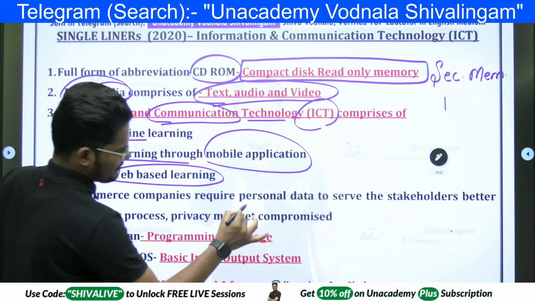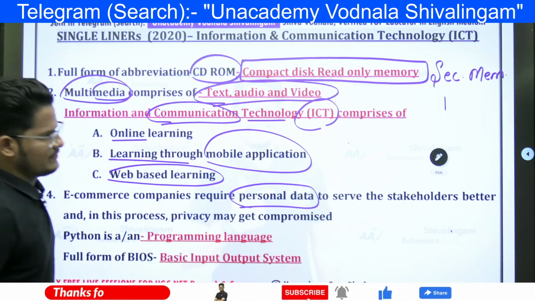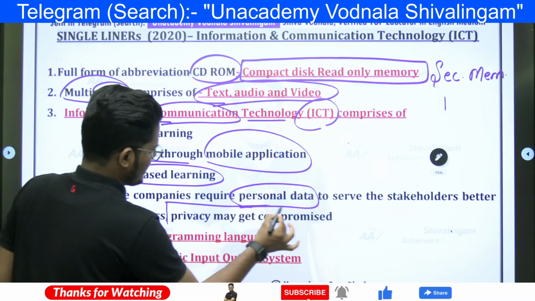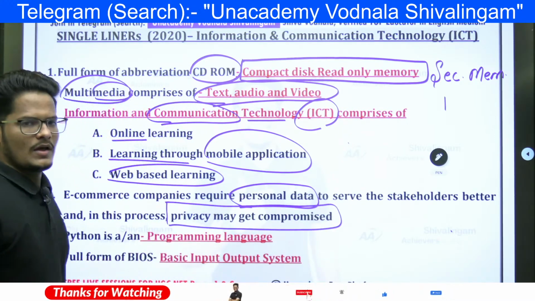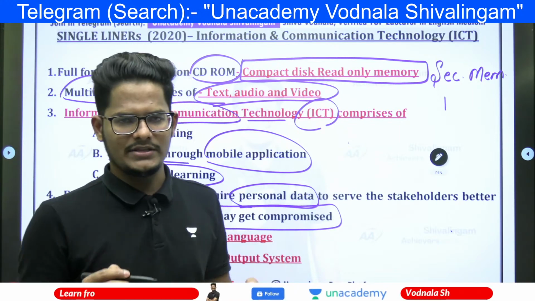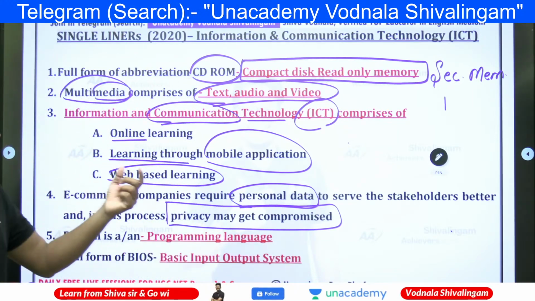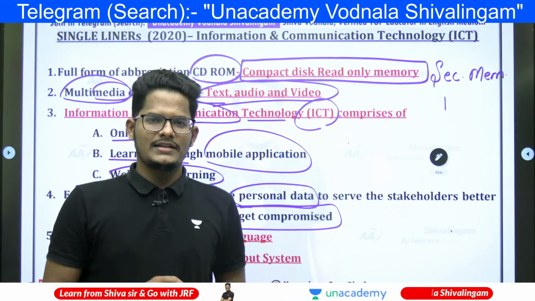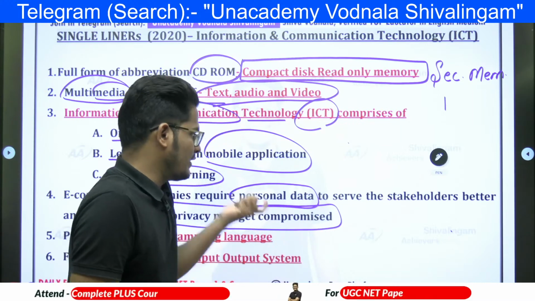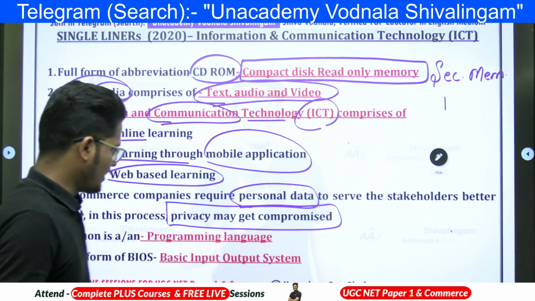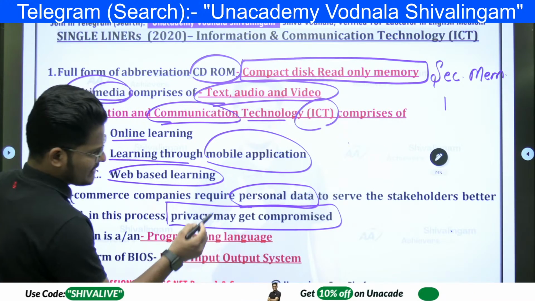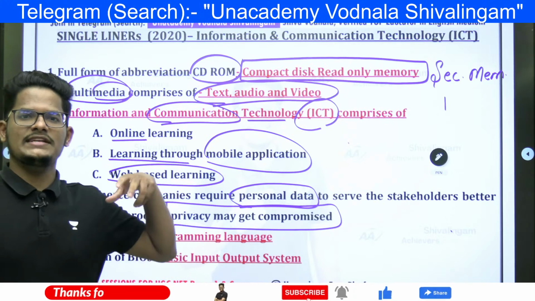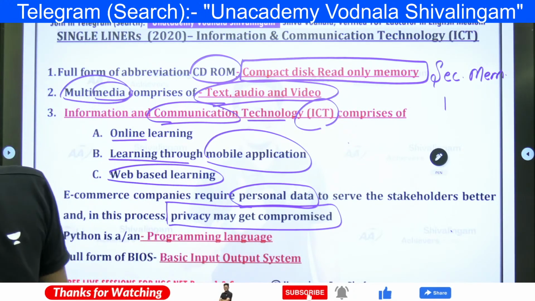E-commerce companies require personal data to serve the stakeholders better, and in this process privacy may get compromised. Whenever any e-commerce website like Amazon, Flipkart, Snapdeal, Myntra takes personal data to serve the stakeholders in a better manner, you give the data. They may or may not misuse your personal data, but the customers who provide personal data have their privacy compromised. Their privacy is at risk because they are sharing personal details with them.